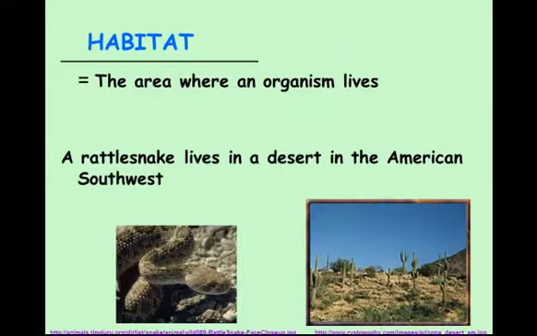Vocab word, habitat. Habitat is the area where an organism lives. And habitat is kind of a description of the place. So if I look at this rattlesnake here, I would say that the habitat of rattlesnakes might be in a deserty place in southwestern United States, maybe Arizona or New Mexico. We have rattlesnakes that live in South Dakota. Out in the Black Hills you can find rattlesnakes. And so your habitat is kind of the place where we would find an organism.